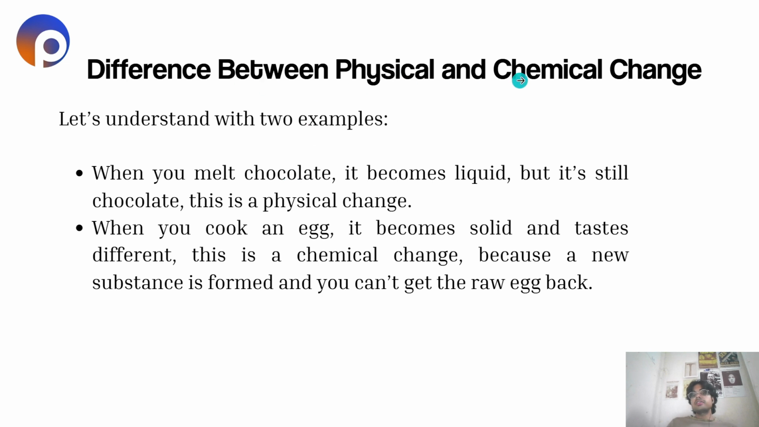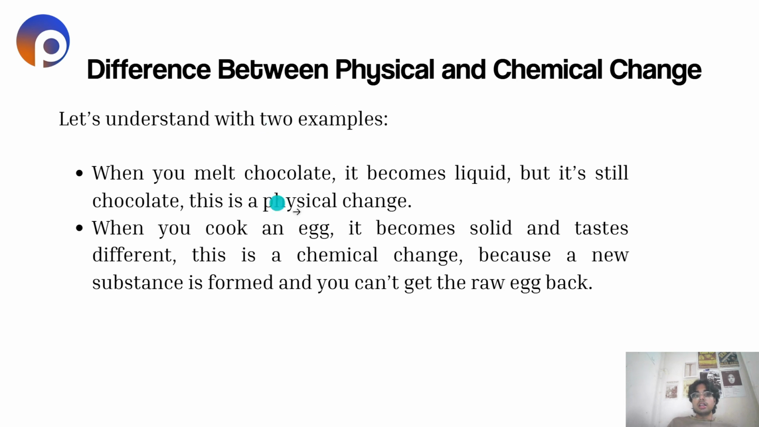Let's see the difference between physical and chemical change. Now let's understand this with two examples. When you melt a chocolate, it becomes liquid, but it's still a chocolate. This is a physical change. We can reverse it. We can freeze the chocolate again and turn it into a solid form.